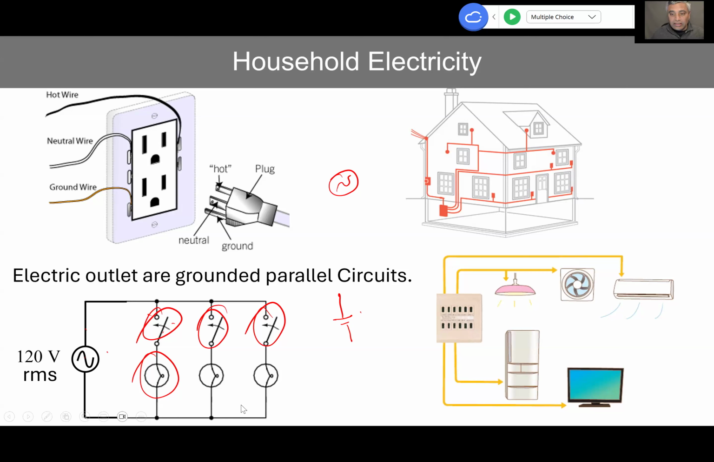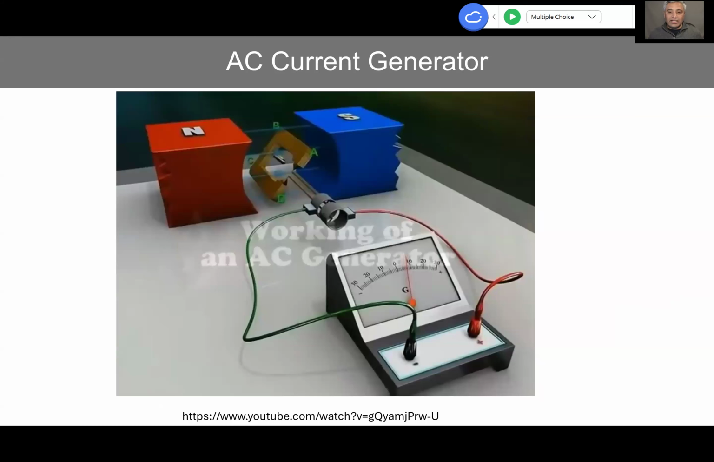So in parallel, they receive the same voltage. That's why all the light bulbs we design, or all the devices, they assume usually 120 volts. They operate under 120 volts here in the US. Okay, so now alternating current, I said, how is alternating current generated?